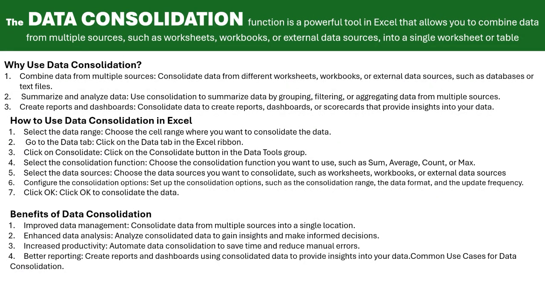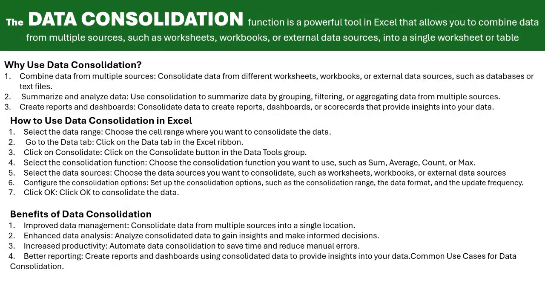Now, let's understand how to use consolidation in Excel. First, select the data range. Choose the cell where you want to consolidate the data. Now, go to the Data tab. Click on the Data tab in the Excel ribbon. Click on the Consolidate button in the Data Tools group. Select the Consolidate button.